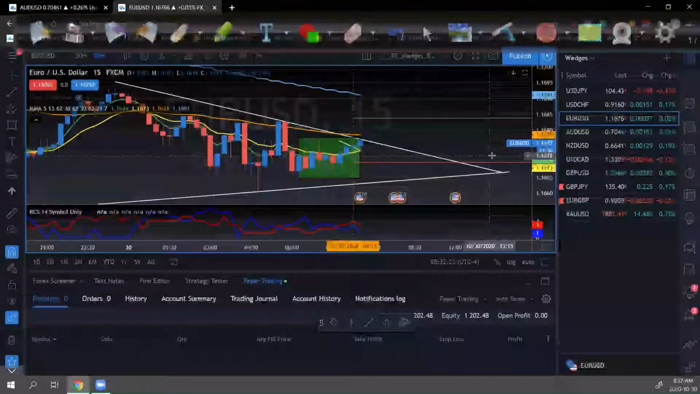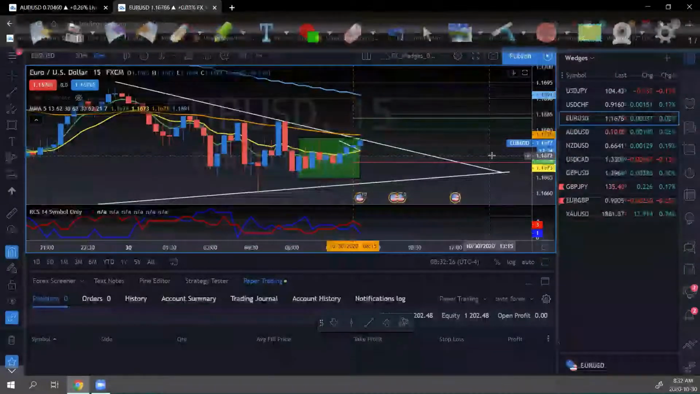Yeah, I think so. I think I like it long. And my stop loss is going to be very, very tight. It's actually just going to be underneath one of the moving averages.